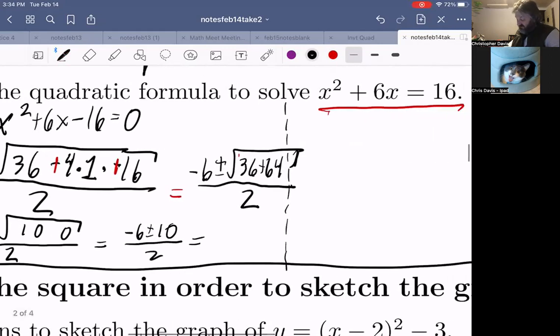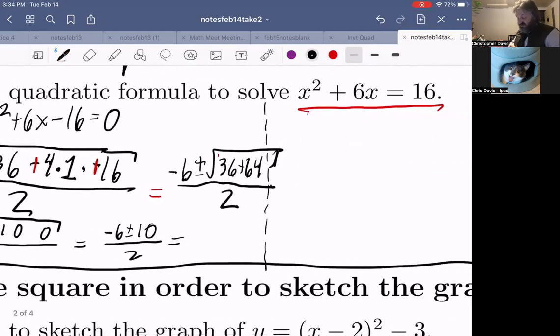And now let's write down both of those choices. If you use the plus choice, you have negative 6 plus 10. That's 10 minus 6 is 4 over 2. Or use the negative choice. Negative 6 minus 10 is negative 16 over 2. And I guess I have to buy myself just a little bit more space. 2 or negative 8.